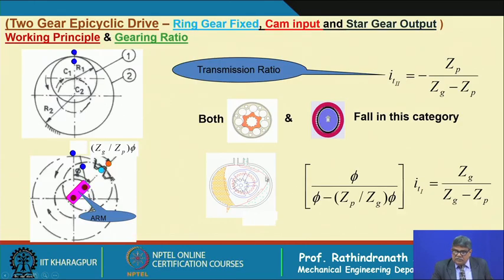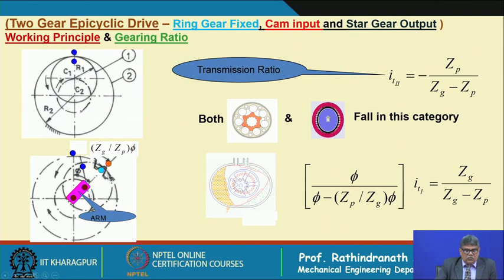And this one is the Wankel engine, and in all such cases the transmission ratio is Z g by Z g minus Z p, and this is motion 1. This is not this motion, this is the other one.